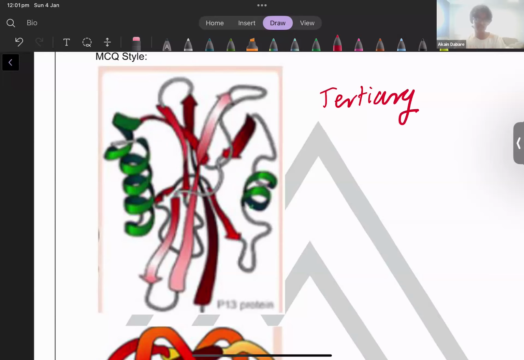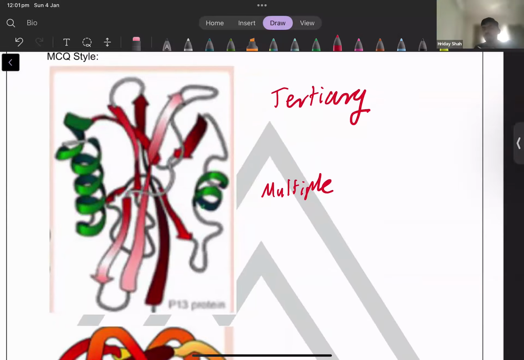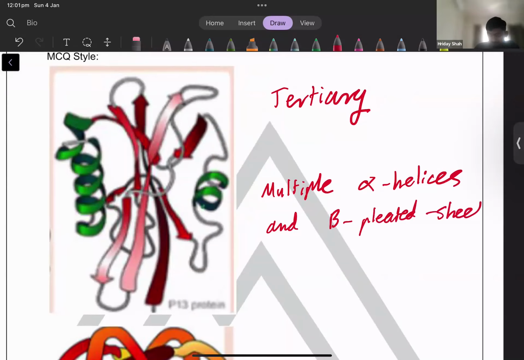As sheets and helixes. We do want to use the full name for those. So we want to say alpha helices. You can write the Greek abbreviation as well, or you can write out alpha and beta pleated sheets.